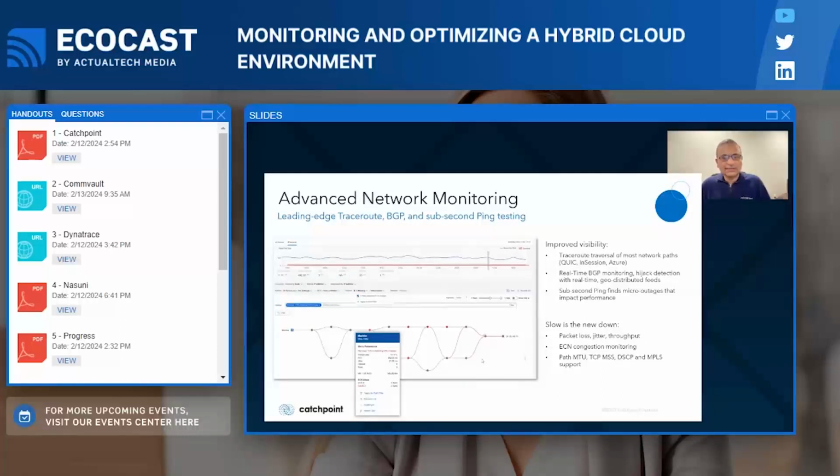The second one is around real-time BGP monitoring. So we do have a network, which I'll talk about in a moment. It's a very differentiated geo-distributed network, and we get those BGP feeds in real time, giving you the information so that when your revenue and brand are impacted, you are not waiting for hours to find out, and at a glance you can quickly find out. Last but not least, obviously sub-second ping helps you find micro outages. And again, slow is the new down. How can you help your customer and employee experience by identifying that? Next slide, please.